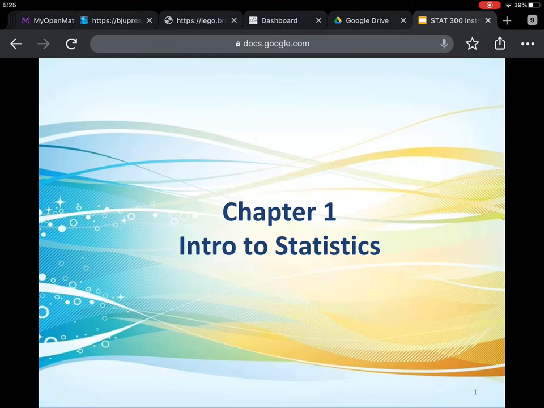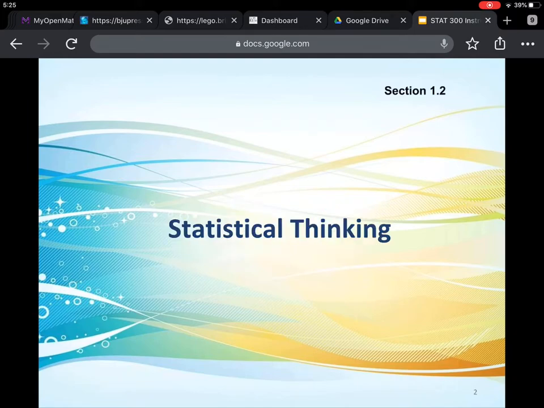We're going to start diving into statistics with Chapter 1, Introduction to Statistics. And the very first thing that I'd like to do in Chapter 1 is to make sure that we get our statistical thinking cap on. Just think analytically. That's what we're going to do in this first section, Section 1.2.